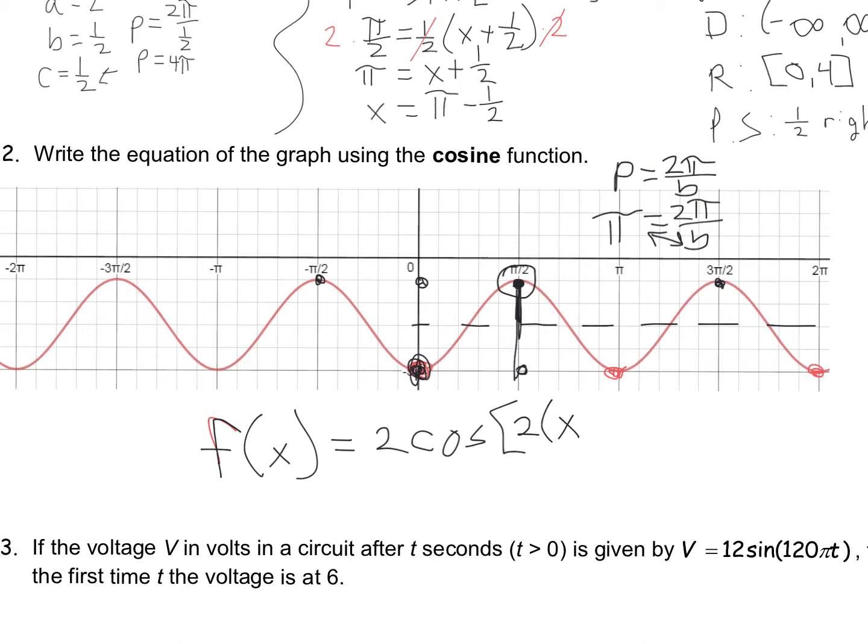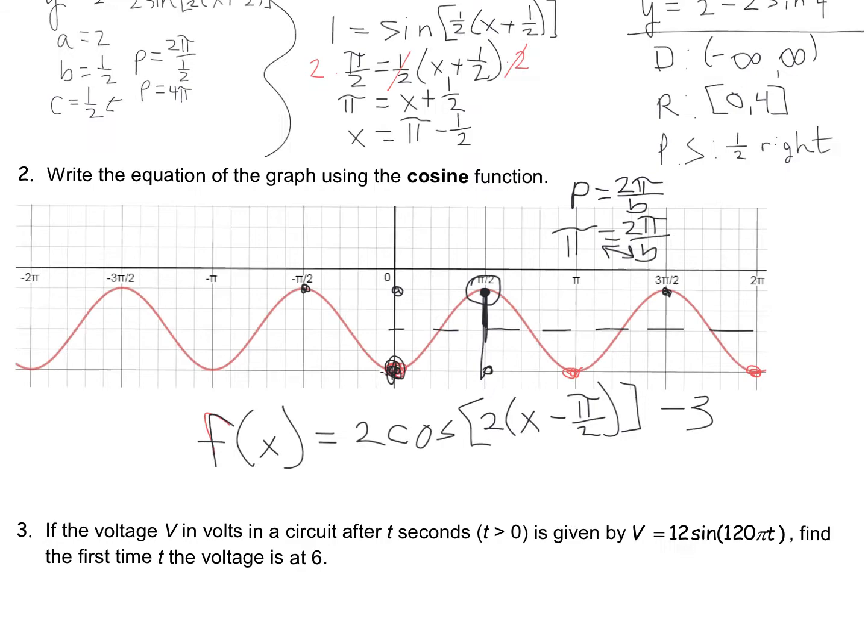And then again, I'm going to do my horizontal shift of this. That's pi over 2 to the right, so it's a minus pi over 2. And then the D value is the position of the midline, which is at a y value of -3, so I have a -3 on the outside.